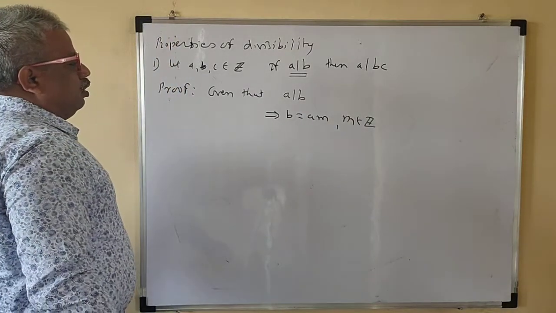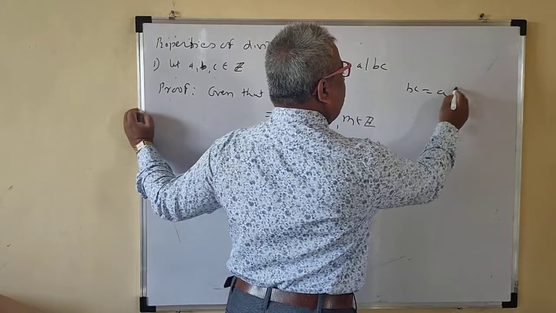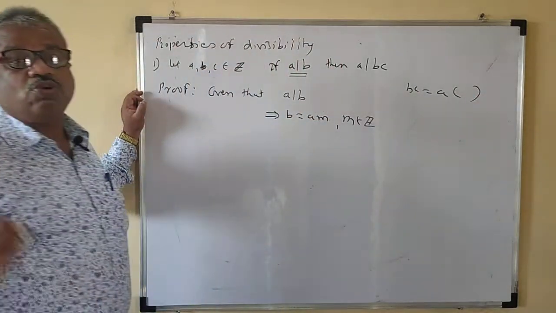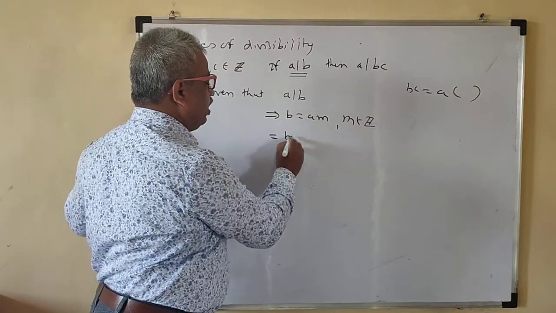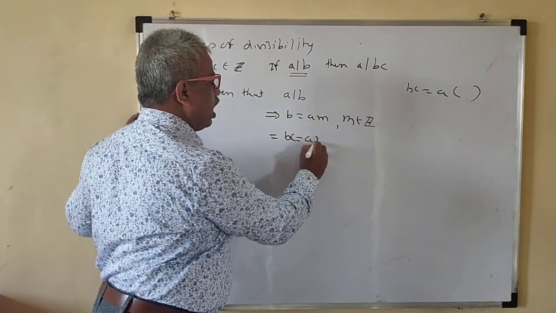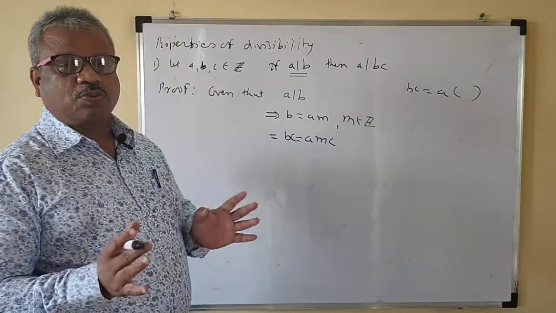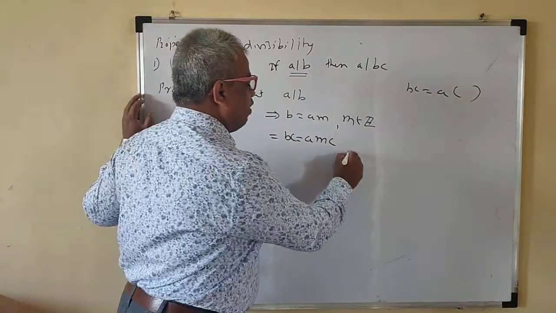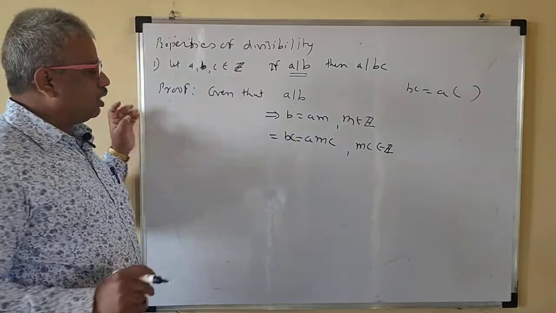Okay. Now what do you want to prove? BC is equal to A times some integer. This we want to prove. So I will multiply by C here. BC is equal to AMC. Right? So now you know that the product of two integers is an integer. Now your M into C is an integer.